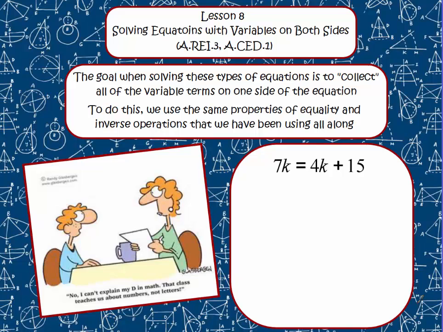So here's an equation, 7k equals 4k plus 15. Notice we have a variable on both sides of the equal sign. So we're going to use the same properties that we've been using to move the variables so they're all on one side. It doesn't matter if we put them all to the right or all to the left, but we want them all on one side. I'm going to move the 4k to the left-hand side. This is a positive 4k, so I want to make a negative 4k, and I have to do that to both sides to make it go away on the right-hand side. So I'm going to subtract 4k from both sides.